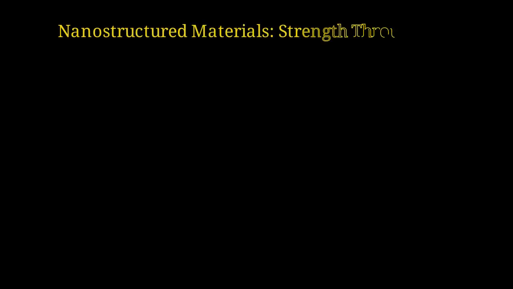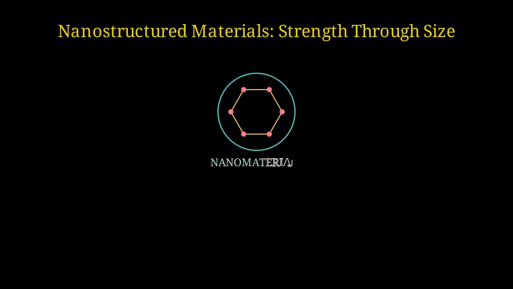Welcome to an exploration of how grain size controls the strength of materials at the nanoscale. When we shrink the grains in a material down to nanometer scales, something remarkable happens to its mechanical properties.